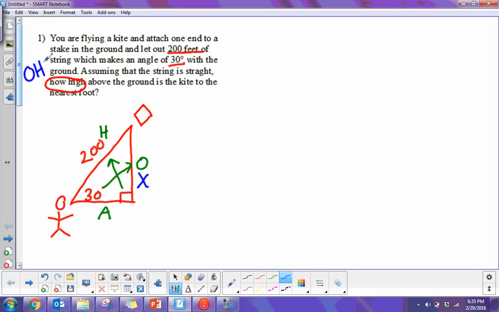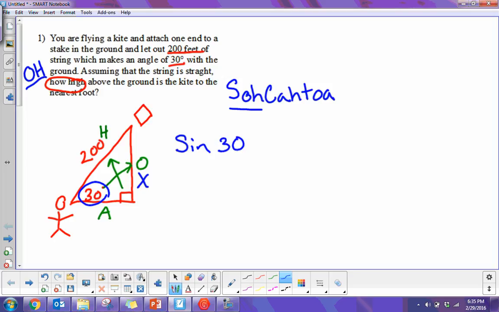Because when you look at SOHCAHTOA, and I'm going to write that off to the side, that will help you decide what trig function you need to use. We decided it was OH. We need to go and find OH. That's with the sine function. We always use the sine of your angle, sine of 30, equals opposite, the first, over the hypotenuse. So opposite is x over hypotenuse, which is 200.